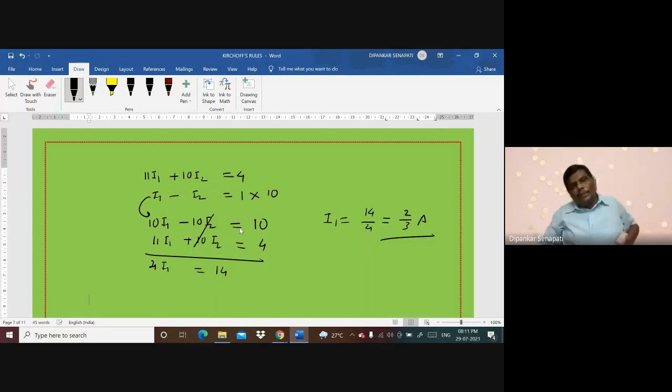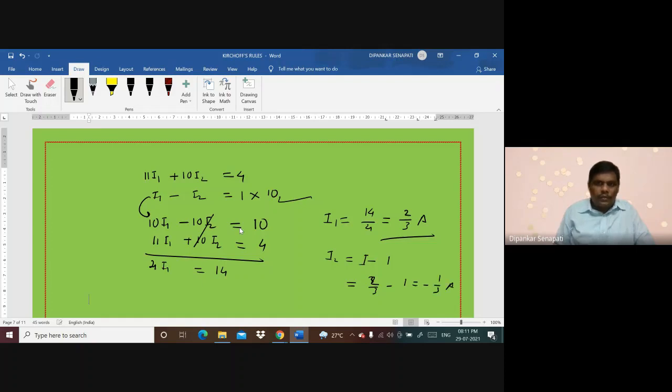Correct. In this way, we can solve for I1, and then from any one equation, we can solve for I2. I1 minus I2 equal to 1. So I2 will be equal to I1 minus 1, that is equal to 2 by 3 minus 1, that is equal to minus 1 by 3 ampere.